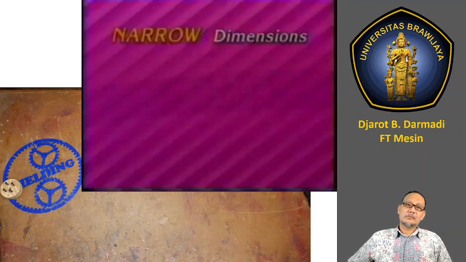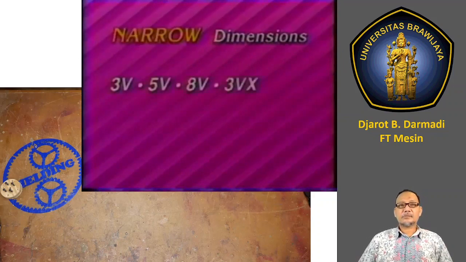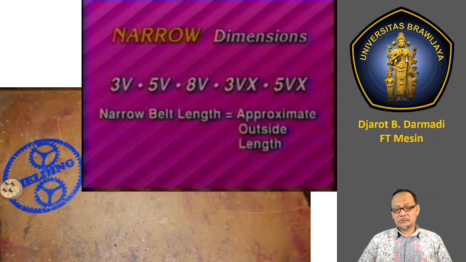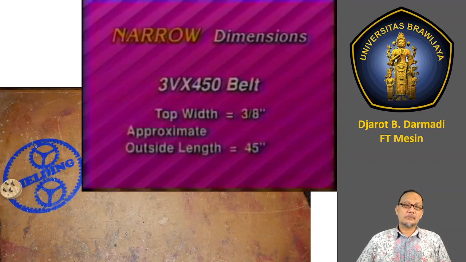Top width designations for narrow belts are 3V, 5V, 8V, 3VX, and 5VX. Narrow belts are measured by effective length in a standard measure pulley, or the approximate outside length of the belt. Therefore, a 3VX 450 belt would indicate 3/8 inch top width and 45 inches approximate outside length. The X indicates a cog belt.